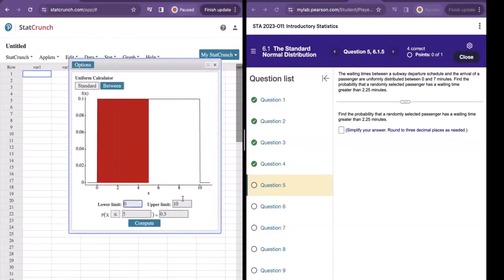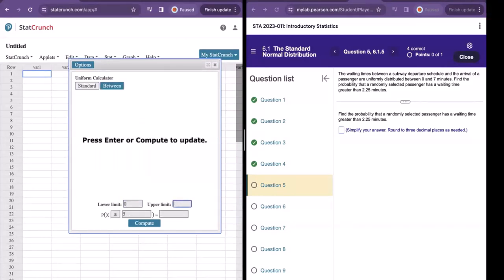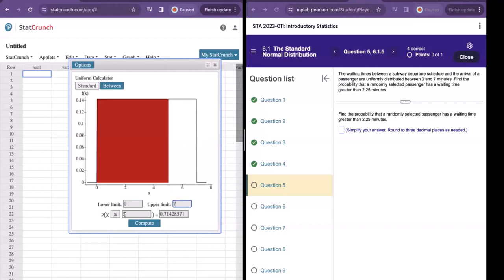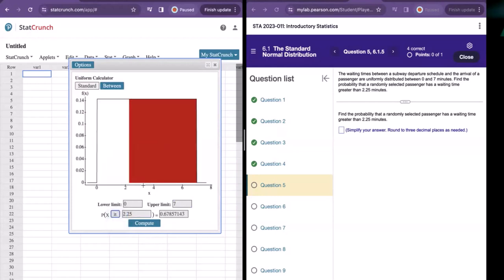Standard. So the lower limit will be zero still, and then the upper will be seven. And we need greater than 2.5. Look at what you wrote before. Yes, thank you. Okay, and you can see the picture. Did you see the difference in what the picture looked like when you changed the sign?